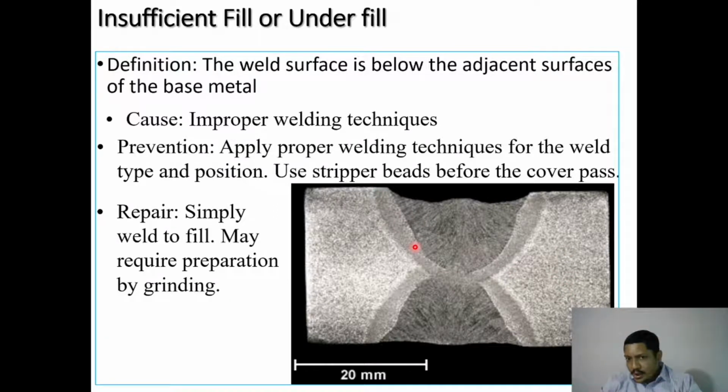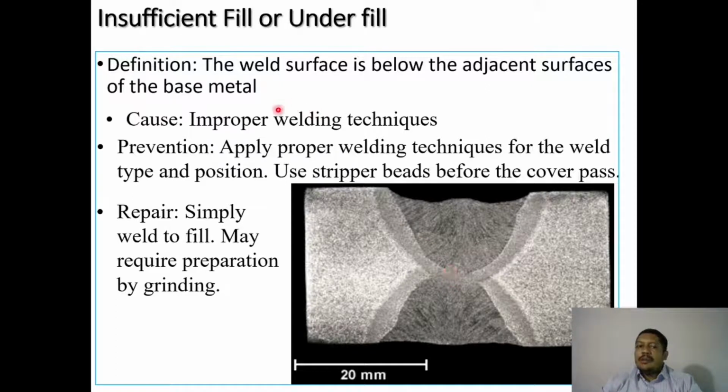So when I did this groove joint, you can see here this is the welded zone from the top side, this is the welded zone from the bottom side. Here you can see in this area it only remains as a heat affected zone, but none of the weld, either from the top or from the bottom, has penetrated into this area, and as a result it is still kept in a condition of insufficient fill or underfill. So this area is not filled properly. That is called insufficient fill or underfill condition.